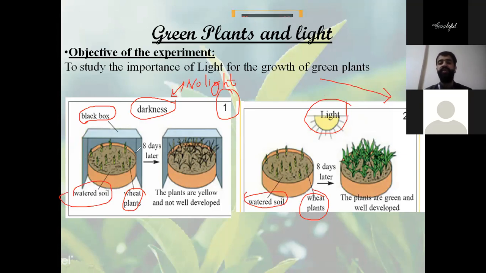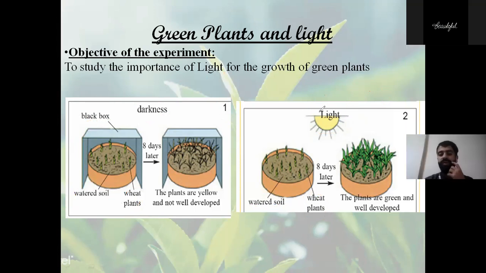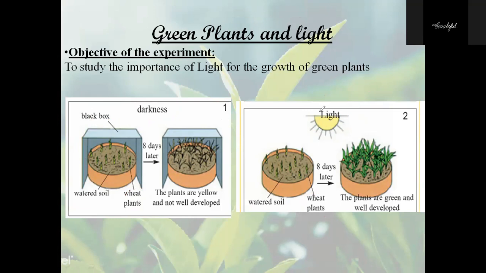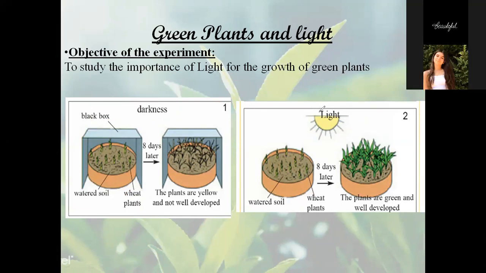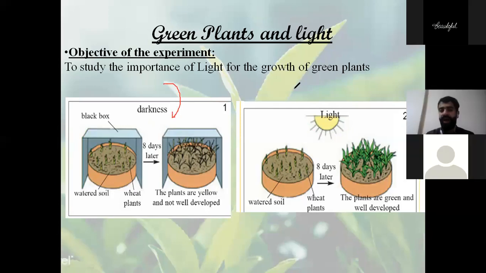But what is the difference? So who can tell me what is the variable factor in this experiment? What is the variable factor? Yes, Laris. Light. So here in plant 1 we have no light, and in plant 2 we have light.